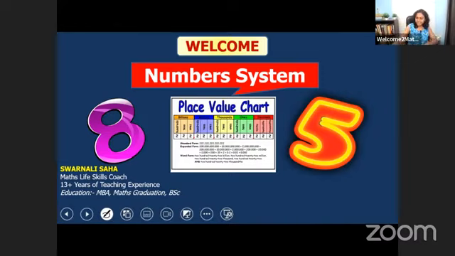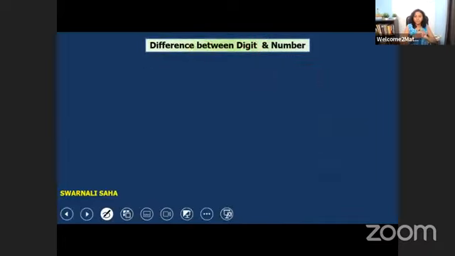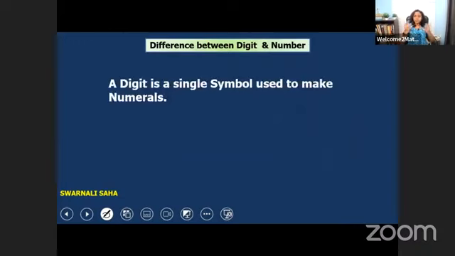So at first, let's see what is the difference between digit and number. Okay. You know, what is a digit? A digit is a single symbol used to make numerals. For example, from 0 to 9: 0, 1, 2, 3, 4, 5, 6, 7, 8, 9. These 10 are called digits because we can make any numeral with the help of these 10 digits.